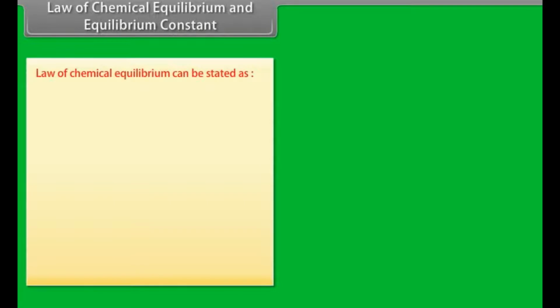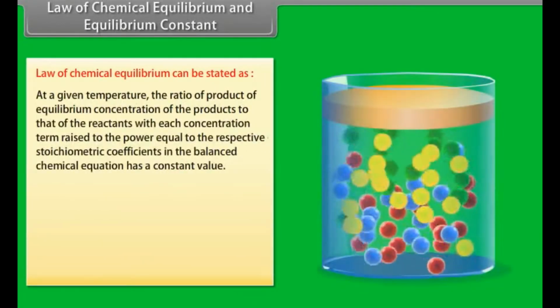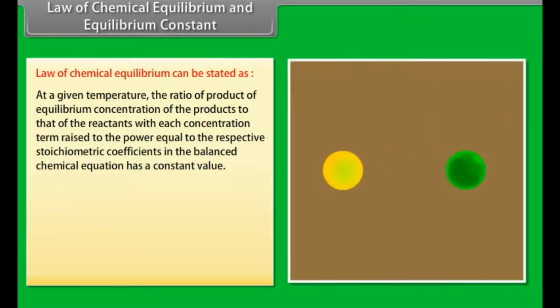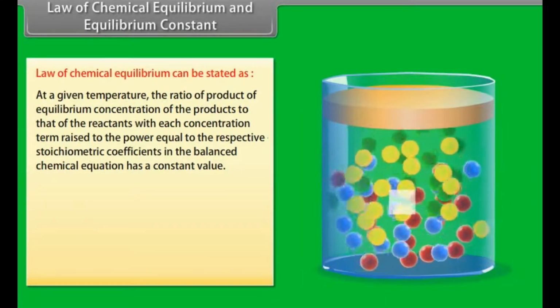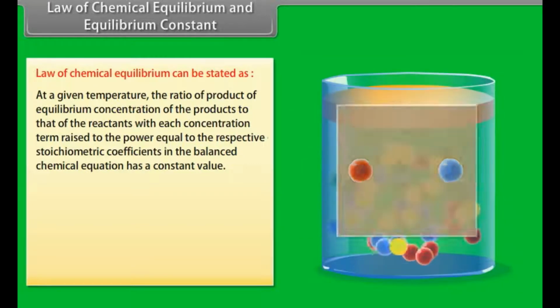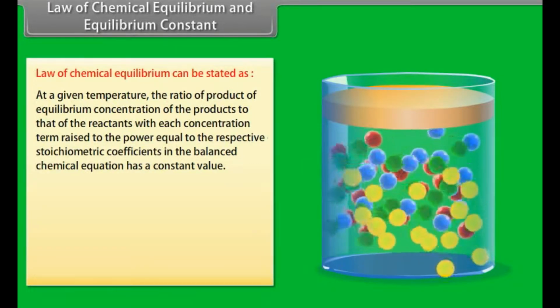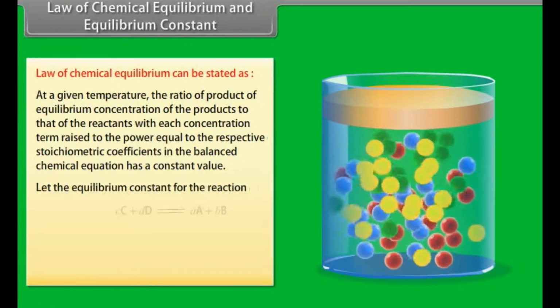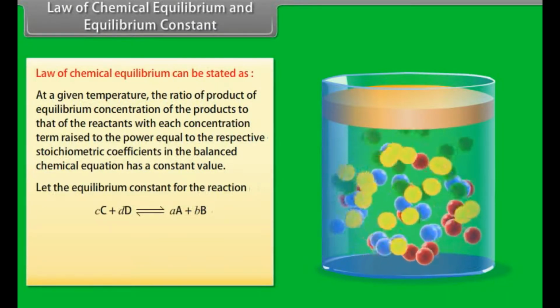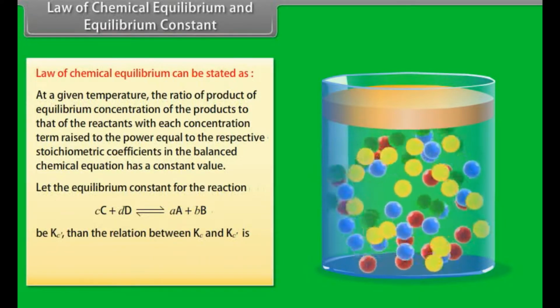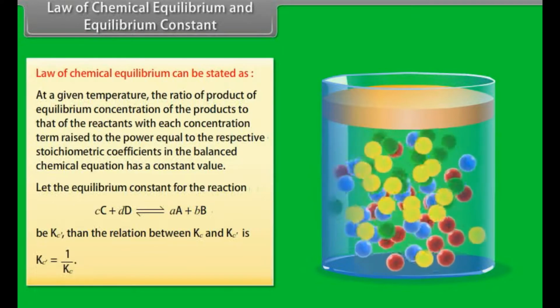Law of chemical equilibrium can be stated as, at a given temperature, the ratio of product of equilibrium concentration of the products to that of the reactants, with each concentration term raised to the power equal to the respective stoichiometric coefficients in the balanced chemical equation has a constant value. Let the equilibrium constant for the reverse reaction be Kc dash. Then the relation between Kc and Kc dash is Kc dash is equal to 1 by Kc.